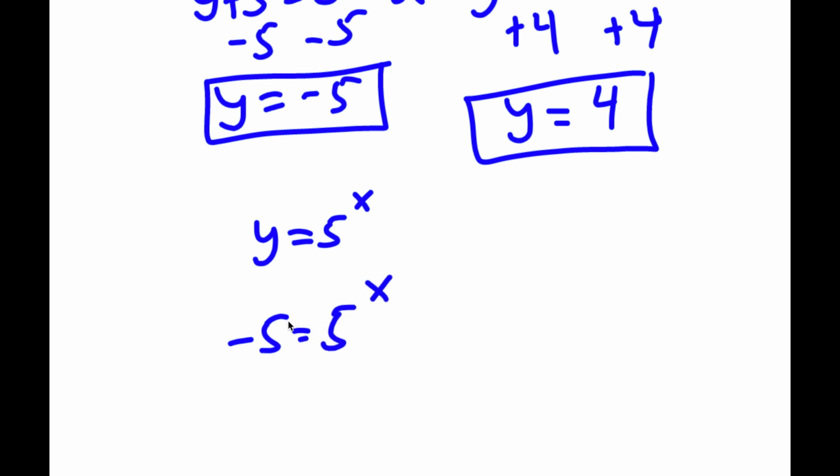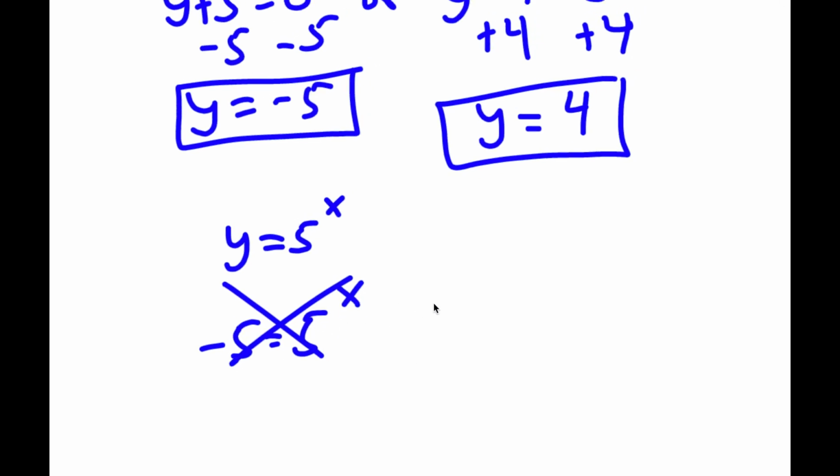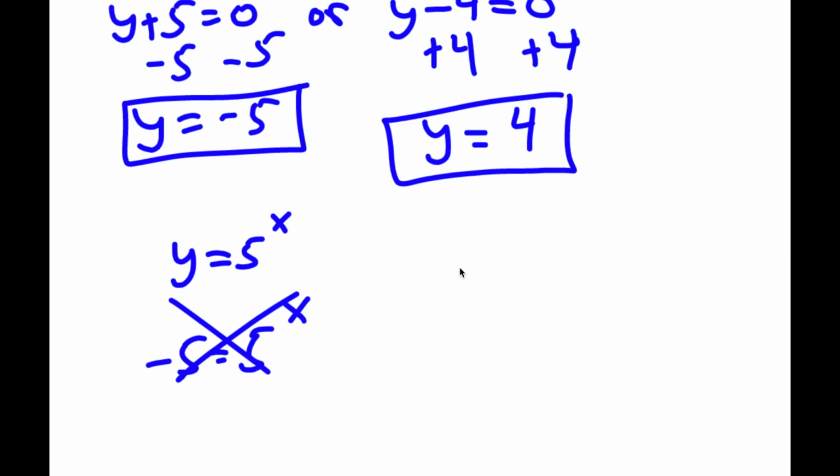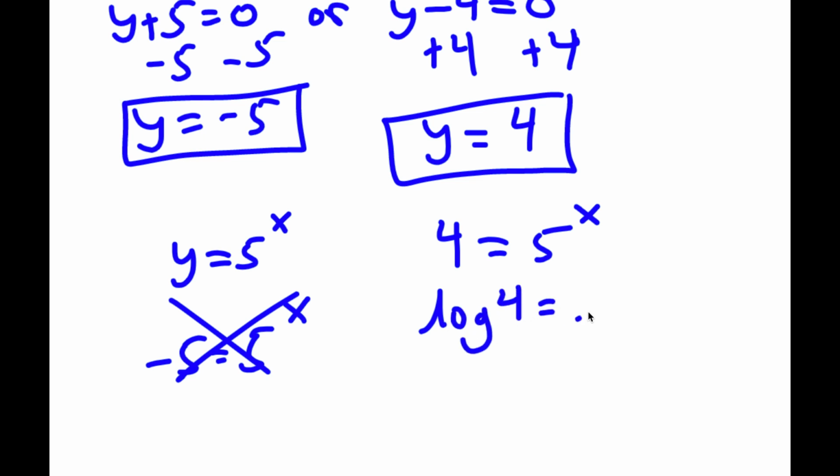And this equation actually can't be solved because any number to the power of any exponent can't be negative. So this equation has no solution. Now for y equals 4, simply substitute in 4 for y, so I get 4 is equal to 5 to the power of x. Now what I'm going to do is take the log on both sides. So I have log 4 is equal to log 5 to the power of x.